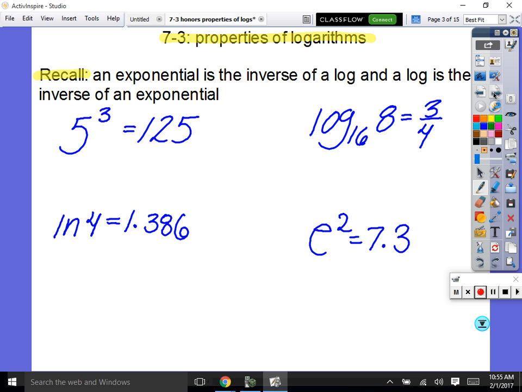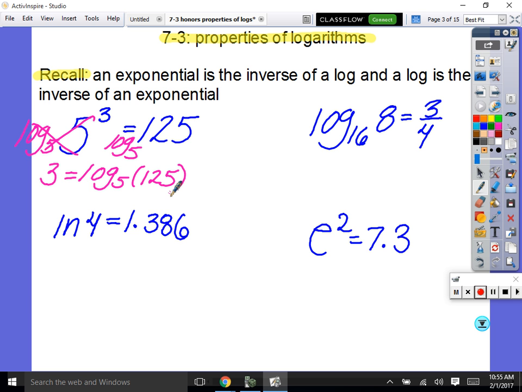So today we're going to be doing properties of logarithms. This is a huge thing. We did learn some basic properties of logarithms last time, but now we're learning all of the properties of logs, which are super awesome. So recall, an exponential is the inverse of a log, and a log is the inverse of an exponential. So to rewrite base 5 to the third power equals 125 as a log, just a reminder, we would do log to the base 5 of both sides. Log to the base 5. So those cancel out. So 3 is equal to log to the base 5 of 125.